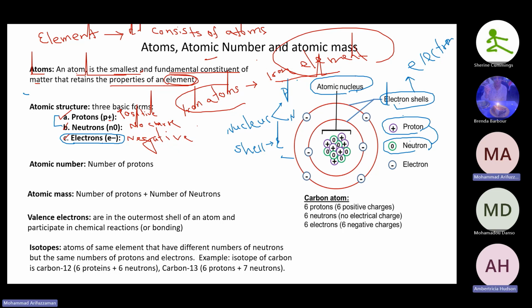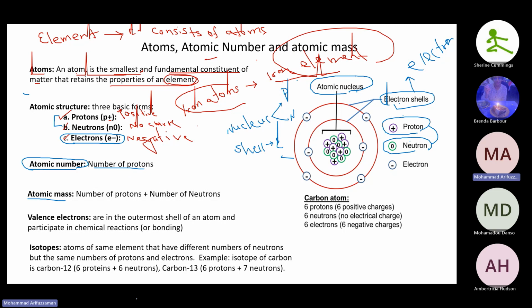Yes. Okay. Now, some important terms you have to remember: the atomic number, atomic mass, or mass number. Let's start with atomic number. What is the atomic number? The number of protons is referred to as the atomic number. So the number of protons that an atom has in its nucleus is called the atomic number.